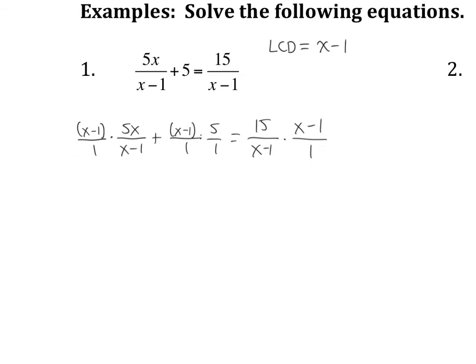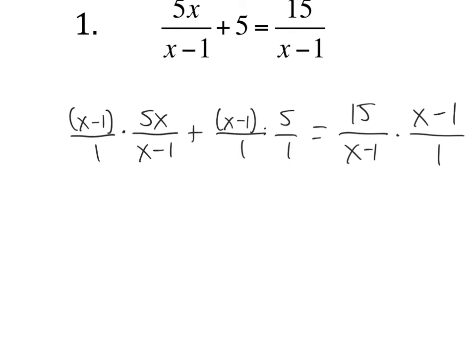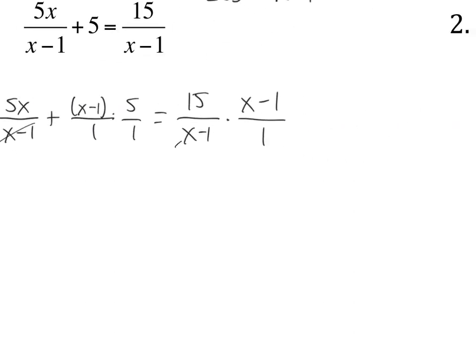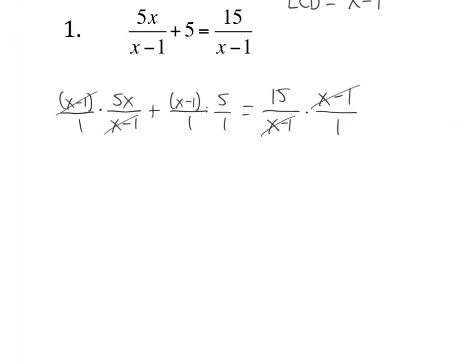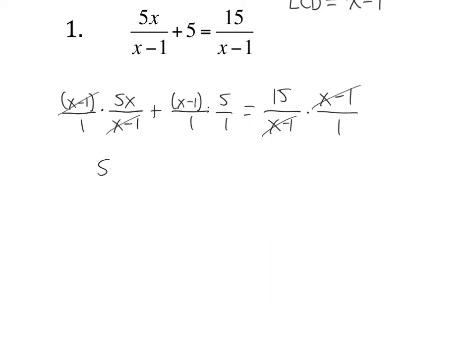All right, so now we can multiply everything by x minus 1. The nice thing about 5x over x minus 1 times x minus 1 is that these are going to cancel. And same thing over here, these are going to cancel. And then we're just going to have 5x. But then we have to multiply 5 by x and by -1. We need to distribute here. So 5x times x is 5x squared. 5 times -1 is -5. And then we get equal to 15.